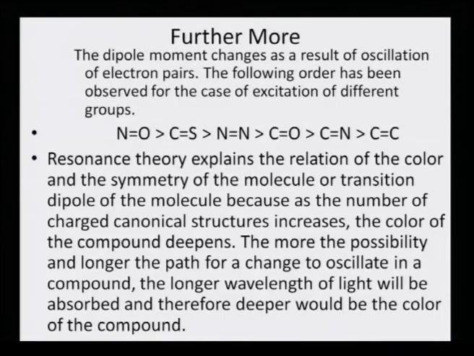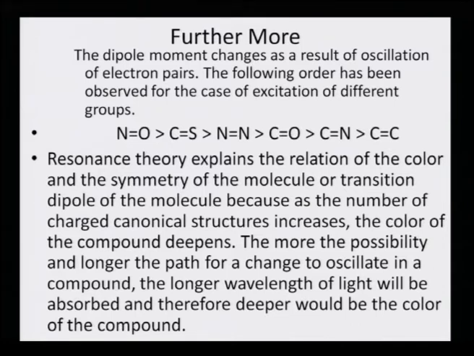Furthermore, the dipole moment changes as a result of oscillation of electron pairs. The following order has been observed for the excitation of different groups. If we look at the various roles of auxochrome, it is N double bond O which is greatest, then less than that is C double bond S, which is greater than N double bond N, which is subsequently less than C double bond O, N double bond N, C double bond N and C double bond C. So, this is the order of their dipole moments, and the dipole moments are creating the excitation of these different groups.